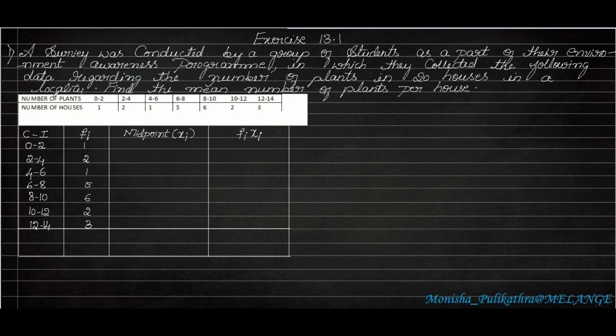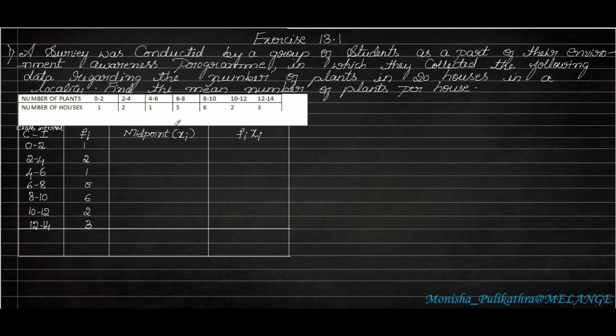For this, 2 columns will be given in the question. They will be given in horizontal form, and we have to write them in vertical form. The first one is CI. Whatever name they give, you just change it to CI, class interval, for example 0 to 2. The next one is the frequency. Frequency means the number of houses for that number of plants. All the data, 0 to 2, 2 to 4, you have to write down. The first column is the class interval, and the second one is frequency, Fi.